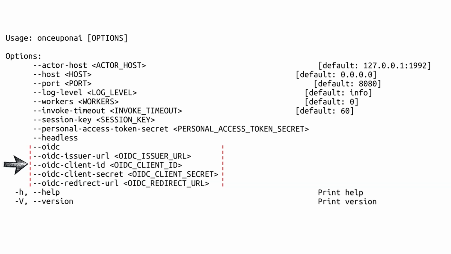With headless mode, you can also use advanced security features. In the command line, you can turn on OIDC authentication and configure the issuer URL, client ID, client secret, and redirect URL.